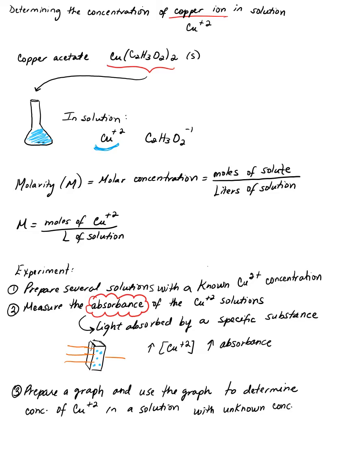Molarity is a unit for concentration. In the same way that we have units for length, mass, weight, we have also units for concentration. Molarity, for which we use capital letter M, and which is also known as molar concentration, is given by the moles of the solute, which is what we're dissolving, and in this case is the moles of the copper ion, divided by the liters of solution, which is the total volume of your solution, but in liters.